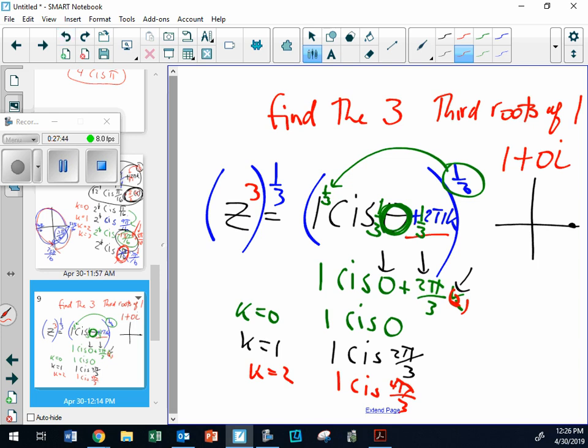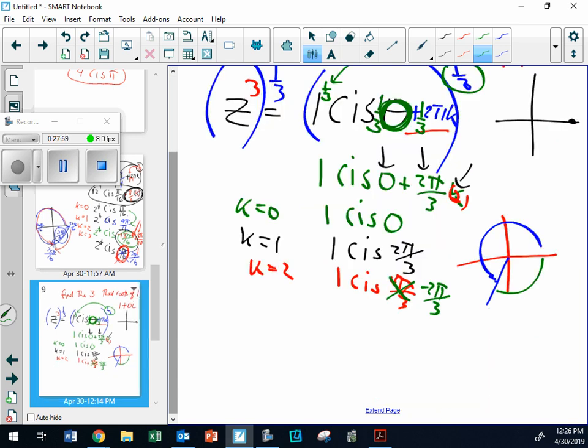What is 4 pi over 3? Well, I'm going to look at what it looks like. 4 pi over 3 would be like here. That's 3 pi over 3, so 4 pi over 3 is just past it. And then that means it really should have been negative 2 pi over 3. And then the last answer is, by now I hope you figured out that we have been adding 2 pi over 3 each time. So I'm just going to add another 2 pi over 3.